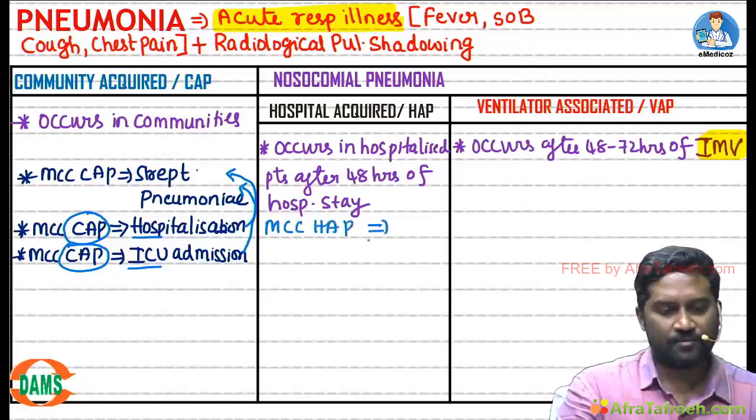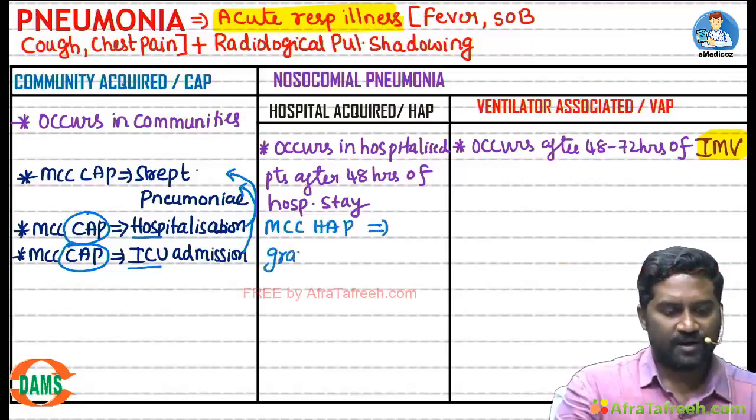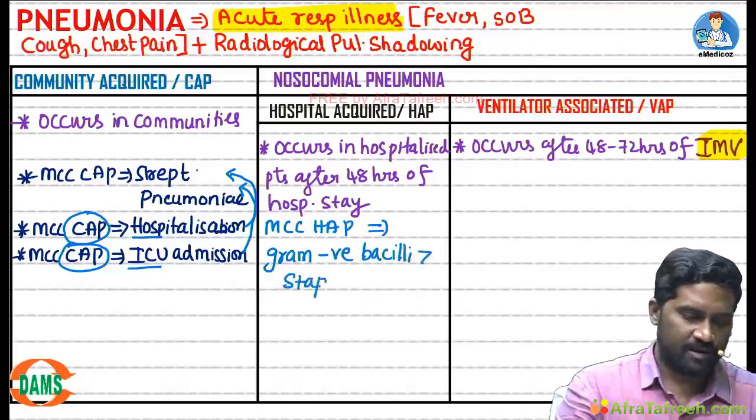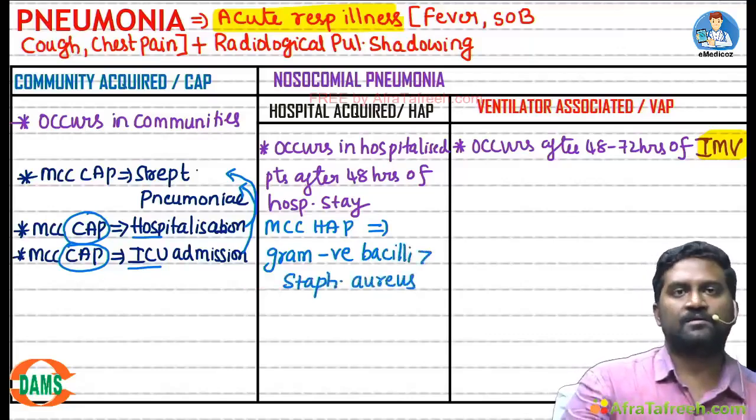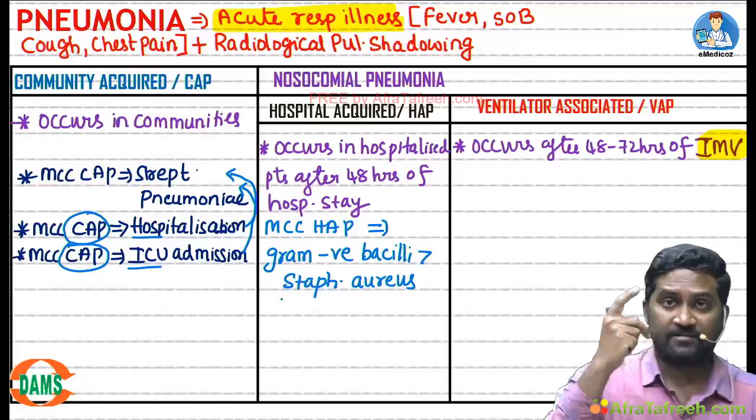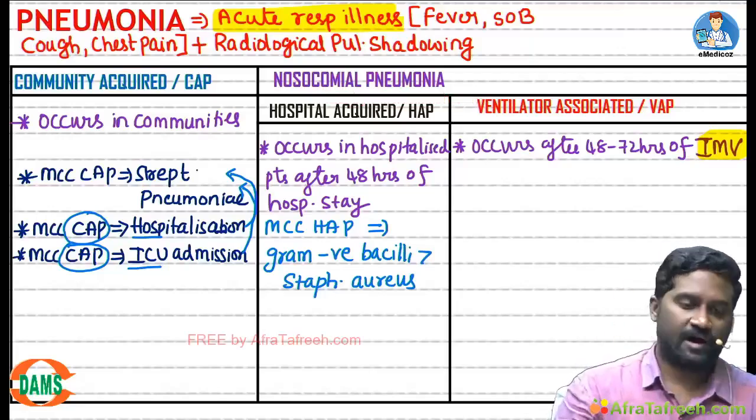Coming to hospital acquired pneumonia, the most common cause: if they ask you for a group of organisms, your answer should be gram negative bacilli. If they ask you for a single organism, your answer should be Staph aureus. As a group, it is gram negative bacilli. As a single organism, Staph aureus.